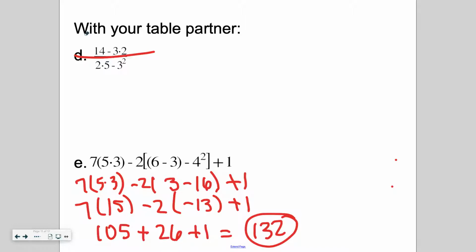Okay? Any questions? Now that is the bulk of your homework, order of operations problems. That's the big bulk of it. Okay? Do you have a question, Chris? You just stretch it. Okay.